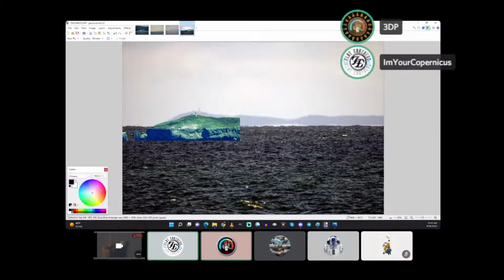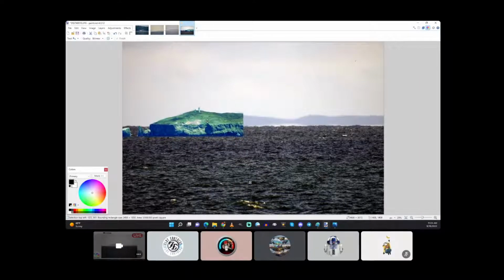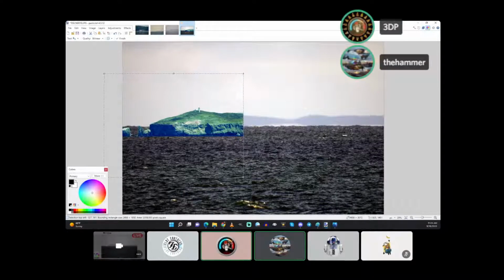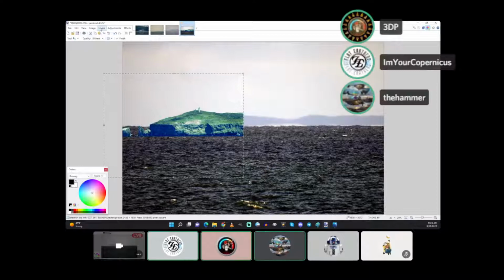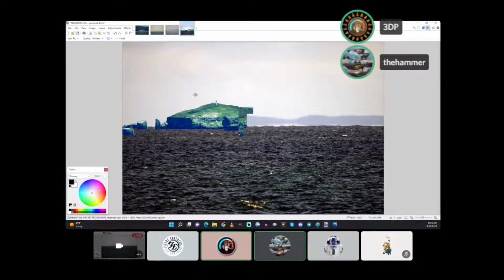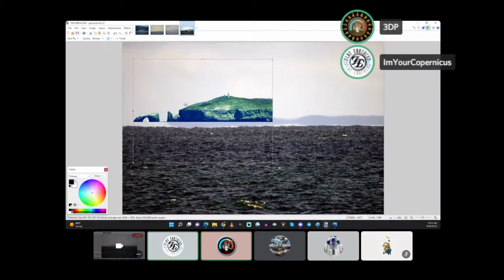So the blink test would be to line up the lighthouse. You see the problem? Somewhat, I think so. The trees are in the water, or the bottom of the island is in the water, I guess. Right. So here's the arch.